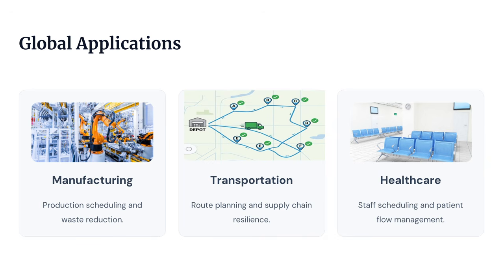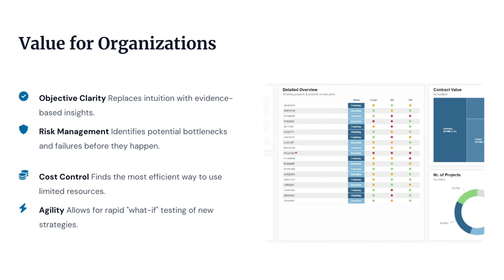So, why is OR important? Because it replaces guesswork with data. It helps reduce risk, it cuts costs, and it improves efficiency. Let me ask you one question here. Would you trust a decision based on intuition or one backed by data? Exactly. You might choose a decision that's backed by data.